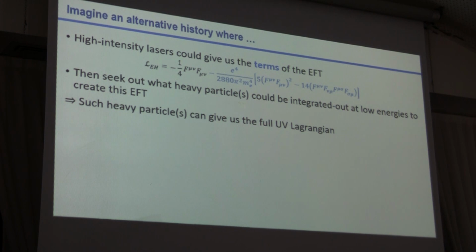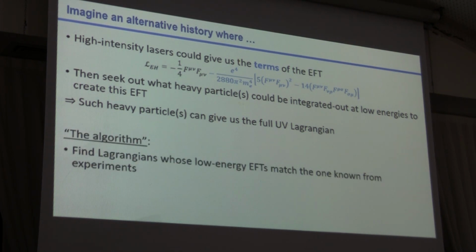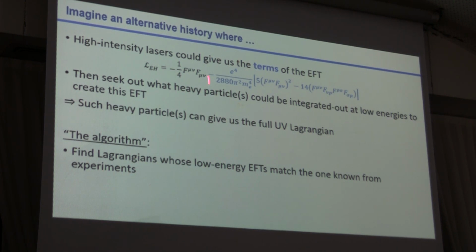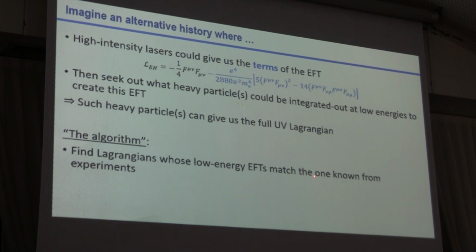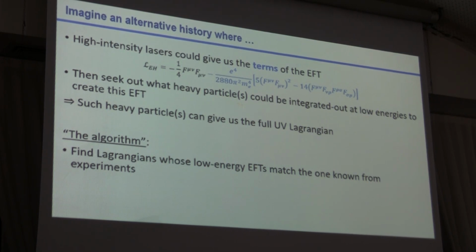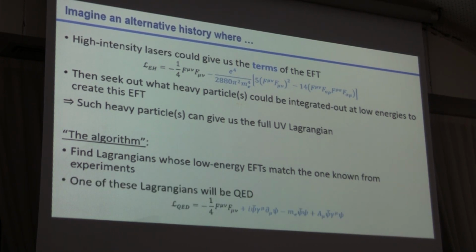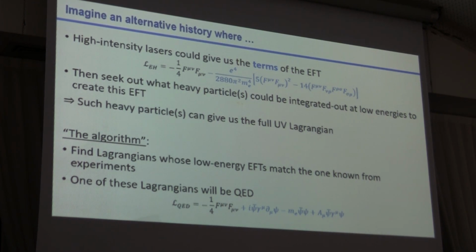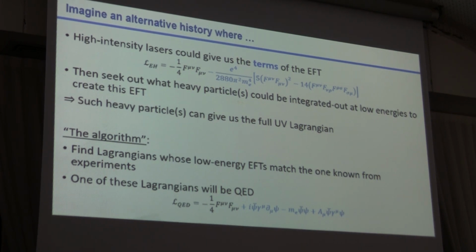And that's the kind of logic, or as an algorithm, let's think about it: we can search over Lagrangians and try many, where the low energy EFT will match the one known from experiments. Will match those kind of corrections. And then one of those Lagrangians will be QED. And if we have too many candidates, then we can start arguing which one is the nicest, or we can try to find all the terms here with even more intense lasers and get an additional way to exclude candidate Lagrangians. So that's the kind of idea that we could have done in this alternative history.